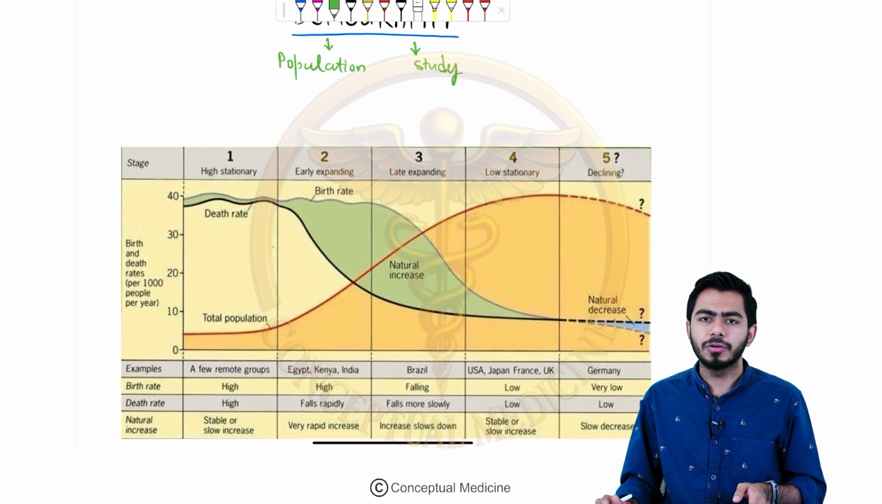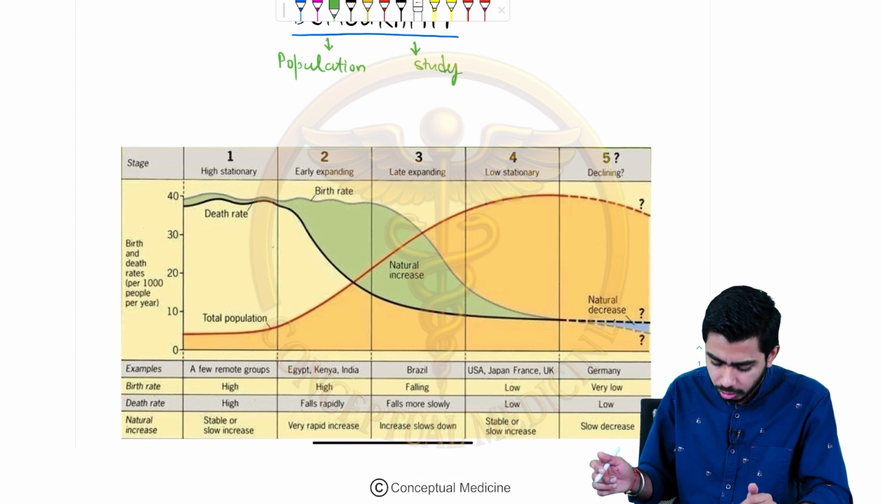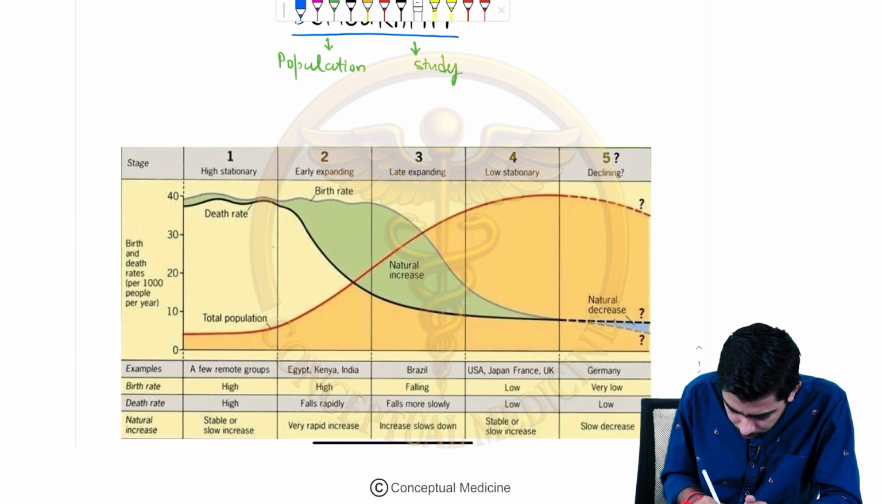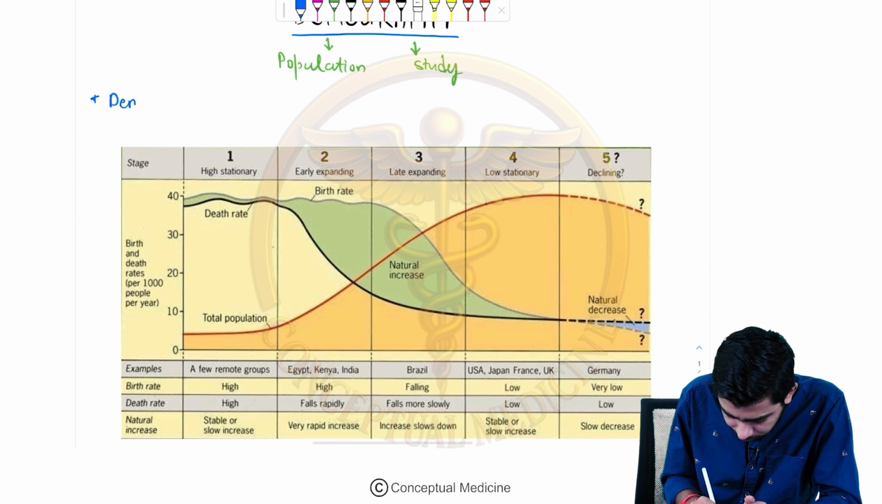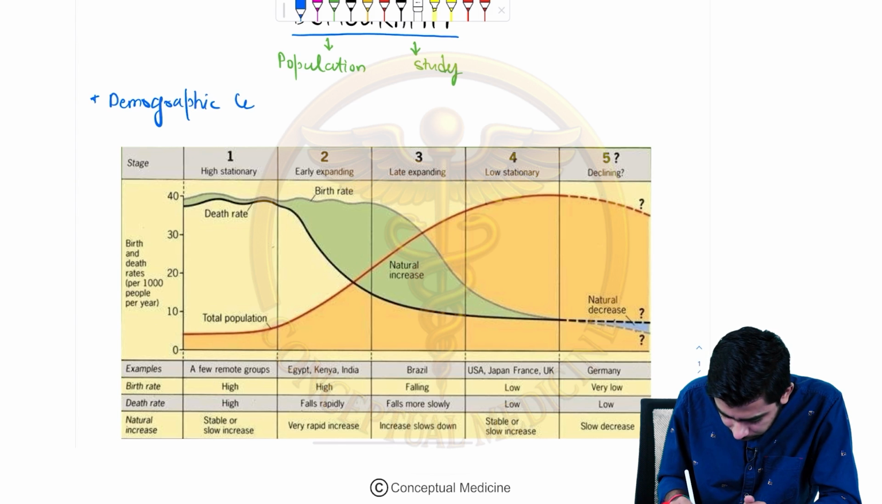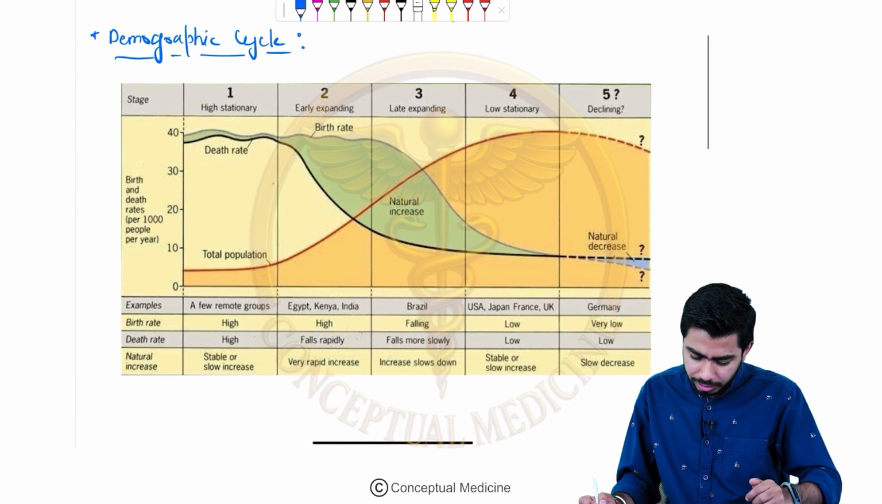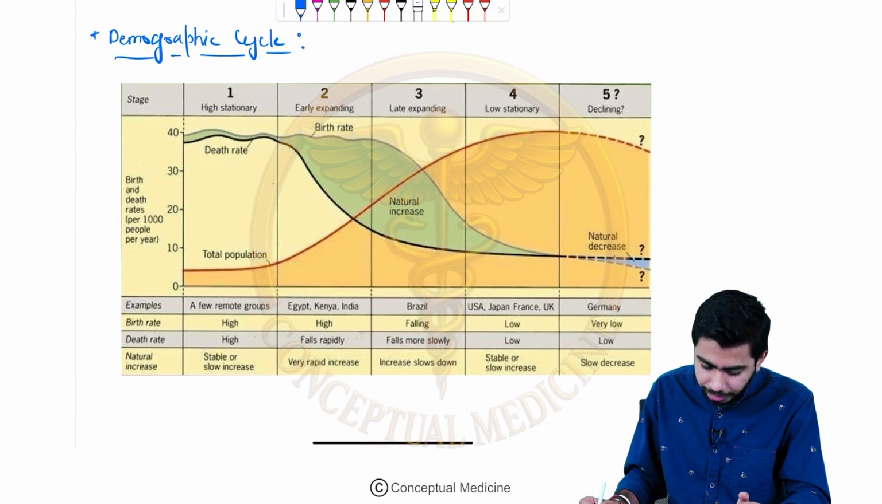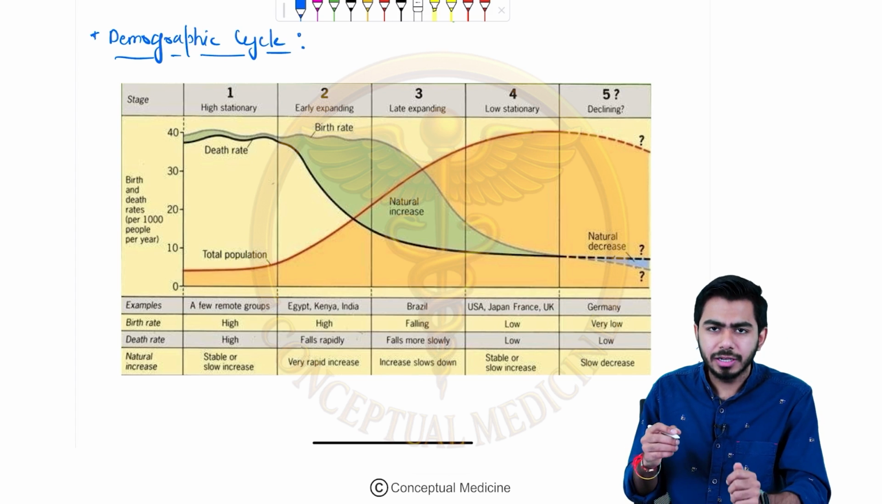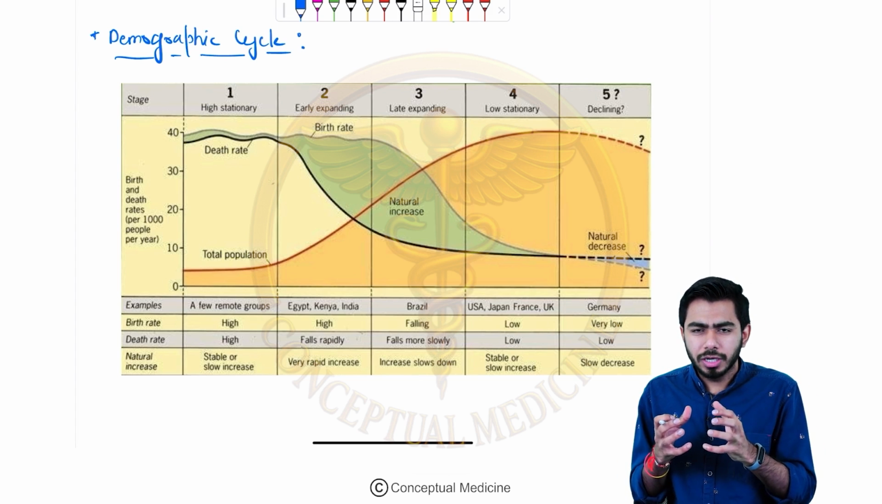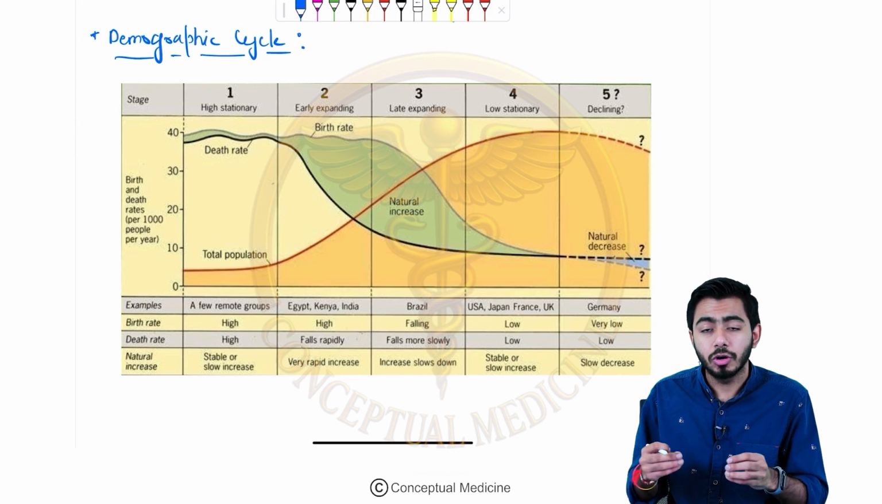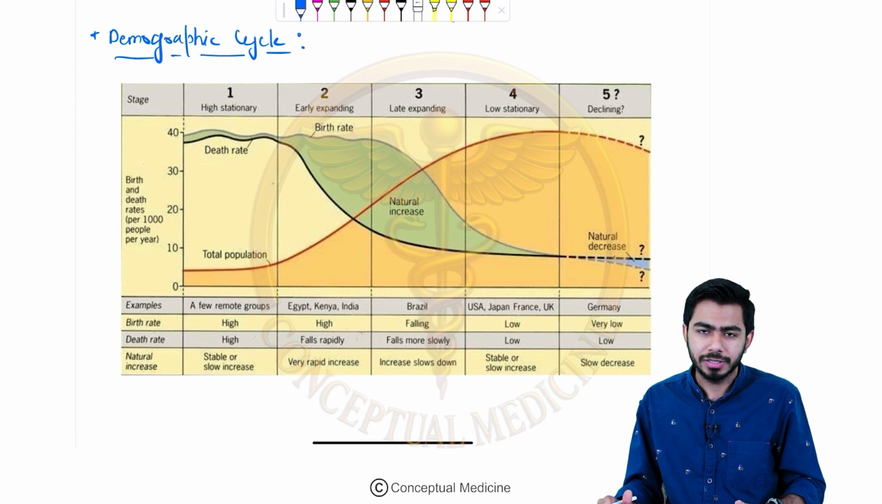Here we are going to talk about the first topic, that is the demographic cycle, right? Here in front of you, you can see a diagram, that is the demographic cycle. Let's try to simplify it and understand what it is basically. A lot of MCQs are hidden behind this demographic cycle, right?